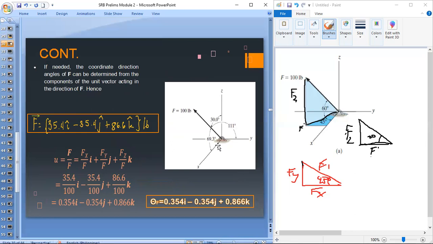So, if needed, the coordinate direction angles of your F, you can determine from the components of the unit vector acting in the direction. So, this is your unit vector u. Okay? So, F, your force vector with direction, over the magnitude of your force. Okay? So, earlier I showed that U is equal to that. That's all it is, because A is what's written there. So, that's it. Input it.